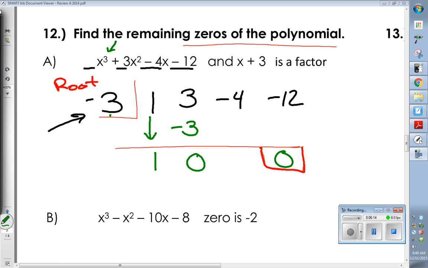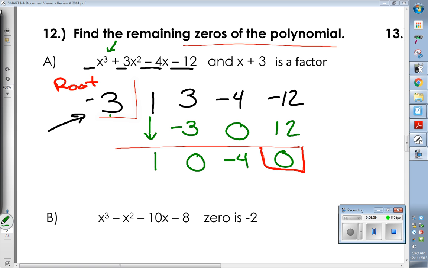3 minus 3 is 0. It's on bottom, so I'm going to multiply. -3 times 0 is 0. They're stacked, so I add. -4 plus 0 is -4. It's on bottom, so I multiply. -3 times -4 is 12. They better get you 0. We knew it was an answer, so it better get me 0, and it does.